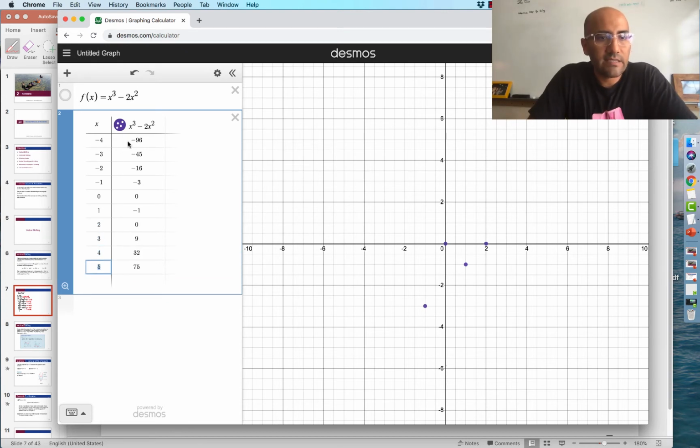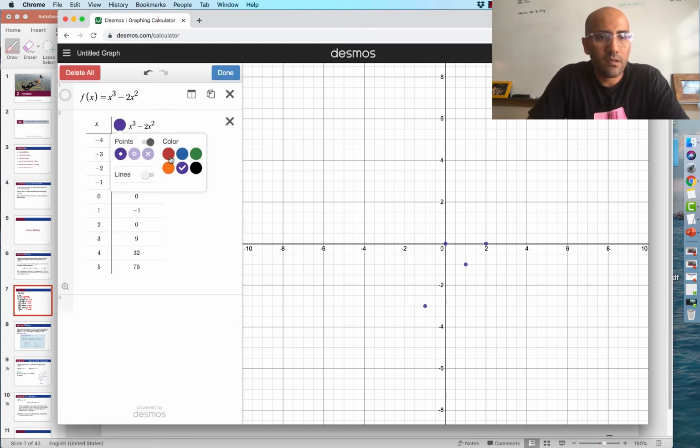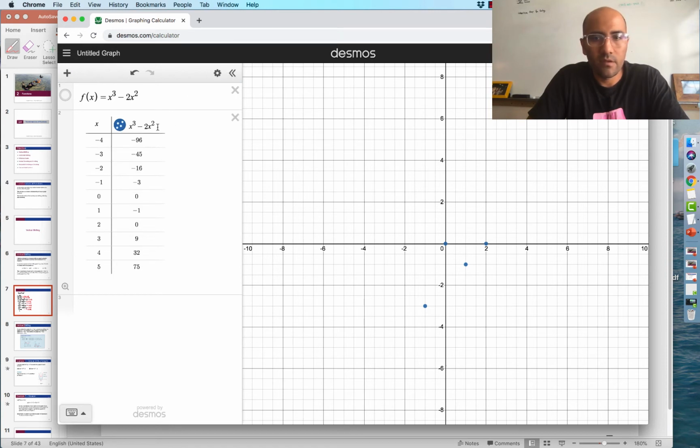Okay, so here's the exact same table that I hand wrote. Here are the input values. They go into this function in here. Each one of these values gets cubed and subtracted minus twice that same value squared. And so we get all these ordered pairs, and we can begin to graph them all. That's what these individual dots are here. Maybe they're a little hard to see with the purple. Let's change the color. Let's make them blue. A little better, maybe?